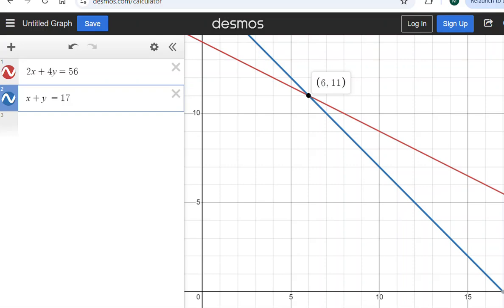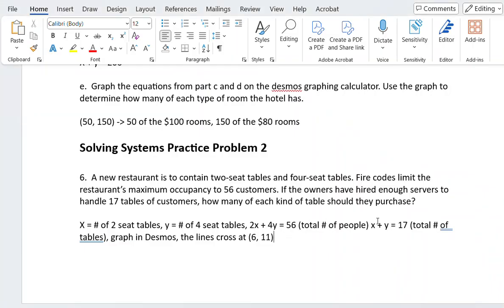Because that is the point that satisfies both of these equations, then that's the number of tables that I need to purchase. So going back to what I assigned for the variables, 6 2-seat tables, because that is X. And 11 of the 4-seat.